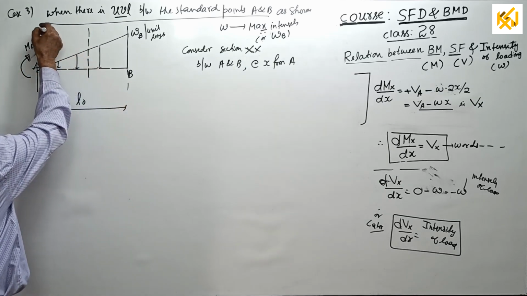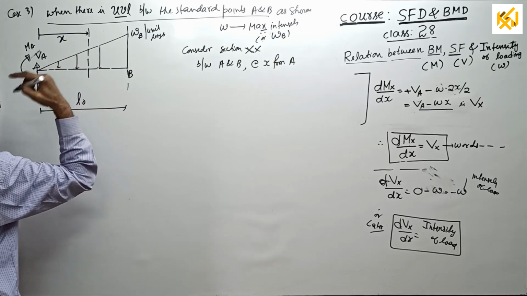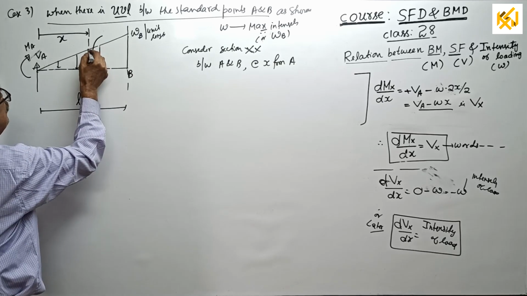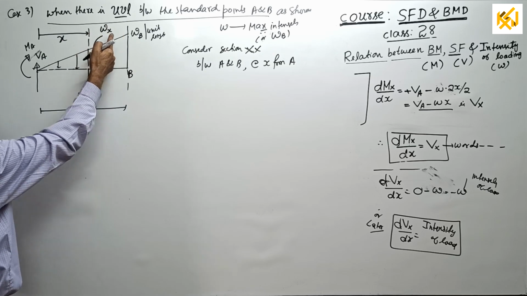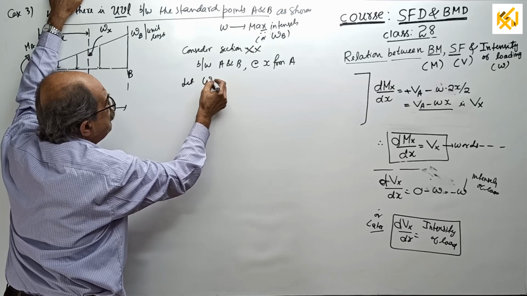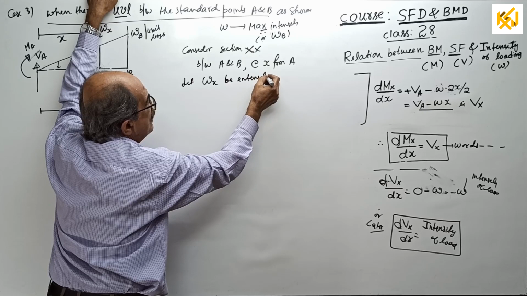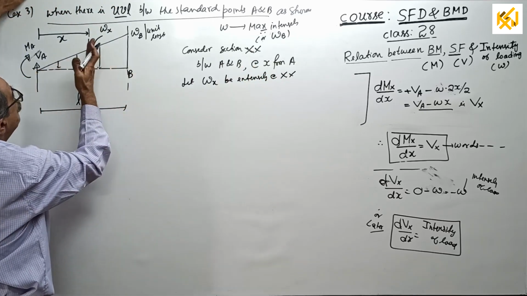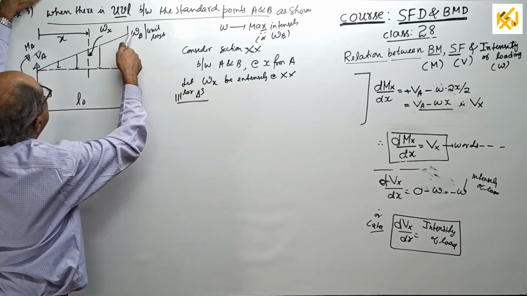Okay. Now, I will say this is your X. See, I can write wherever I want. This is your X. Now see, here intensity is W at B, here 0. So this intensity you require, let it be W intensity at X. It is more than 0, less than WB. So next, let W suffix X be the intensity at XX. Now what do you do? To get that one, use similar triangles. Why similar triangles? Linear variation.